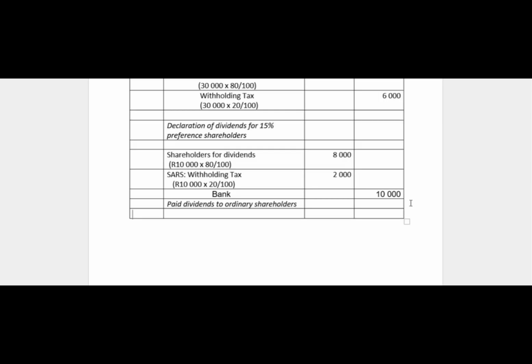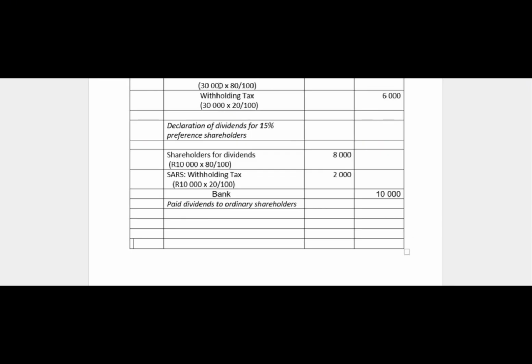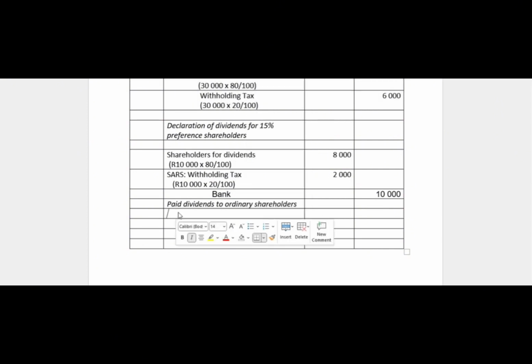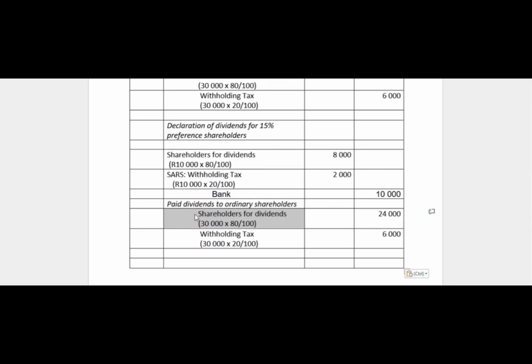And then we can go and pay preference now. Let's go and pay preference. When you pay preference, I'm going to do the same. We're going to copy these ones, but now we are debiting this and we credit the bank. So copy this one, bring it here. All right, so I'm going to debit this.